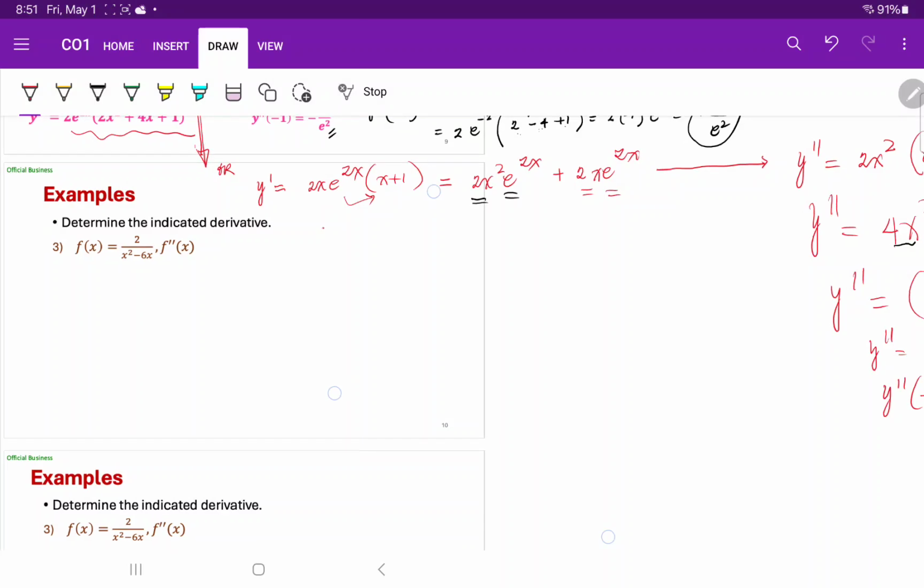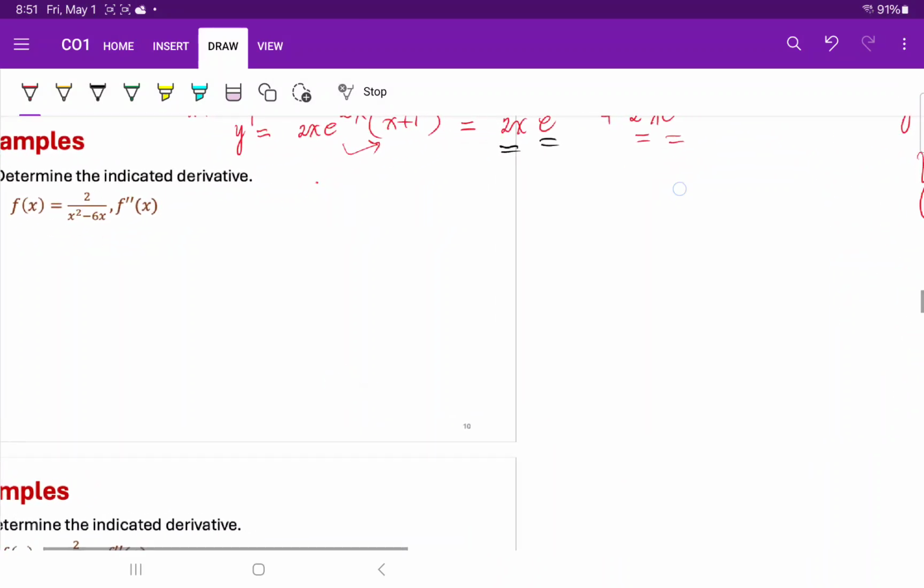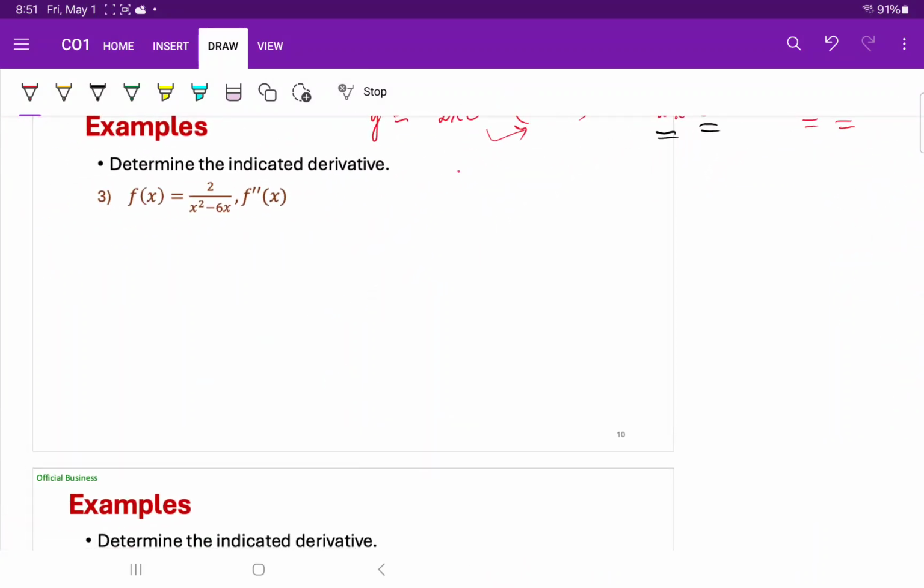Okay, next. Determine again the indicated derivative. So, we are asked here to solve for what? The second derivative. Alright, so let's solve first for the first derivative. So, what's the first derivative of this one? You have to use here derivative of what? K times what? Hold on. Derivative of, again, what formula do we use here? The derivative of k over f of x.